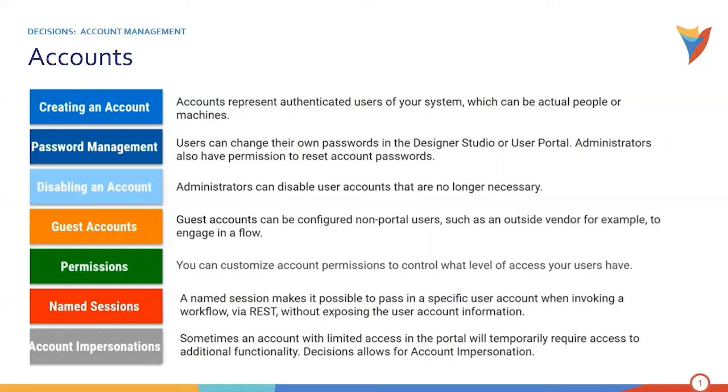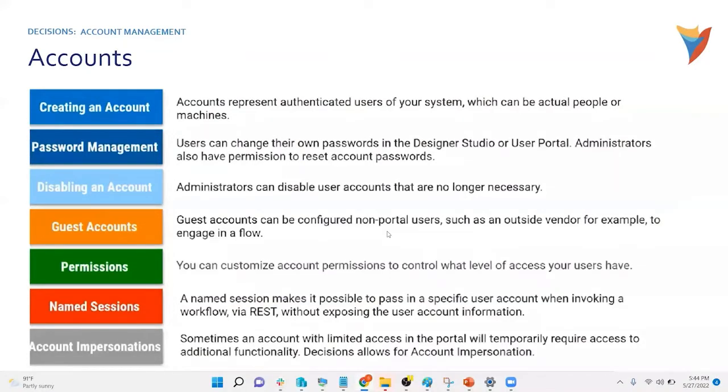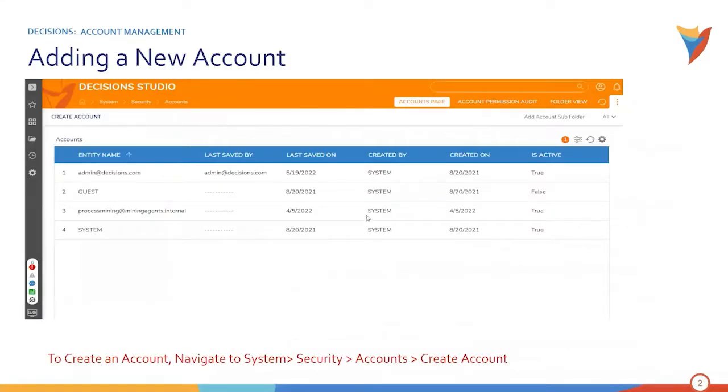And lastly, we'll also look at account impersonations. These are used in conditions when users with limited access in the portal temporarily require access to additional functionality. For example, if my manager is on vacation and wants to delegate his assignments to me, I can set up account impersonation to replicate his account, and then I'll be able to access his assignments and complete them. So let's go ahead and look at each of the sections individually.